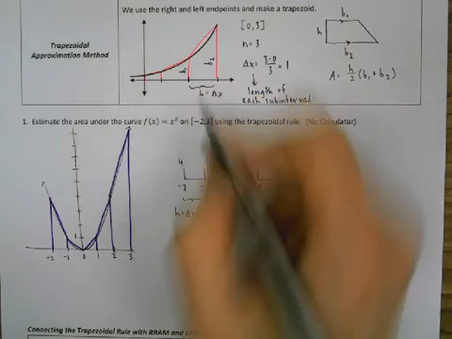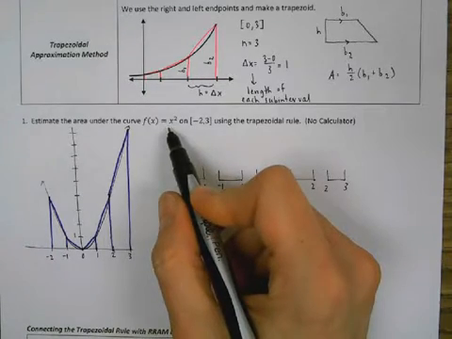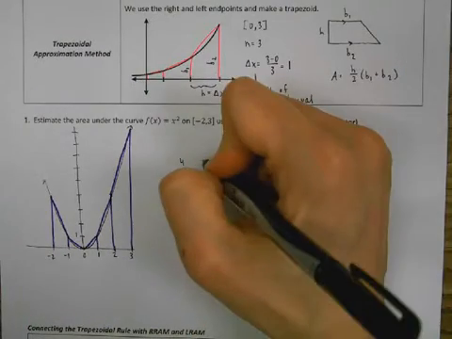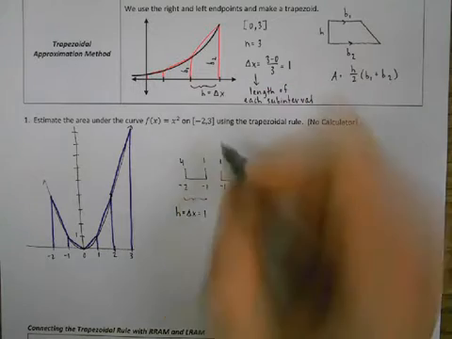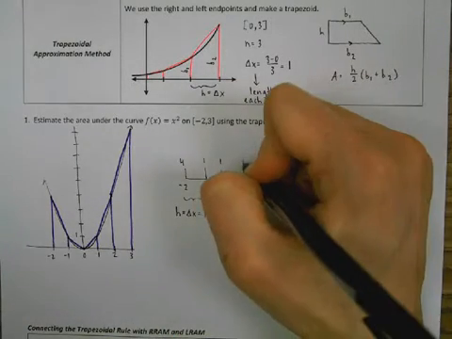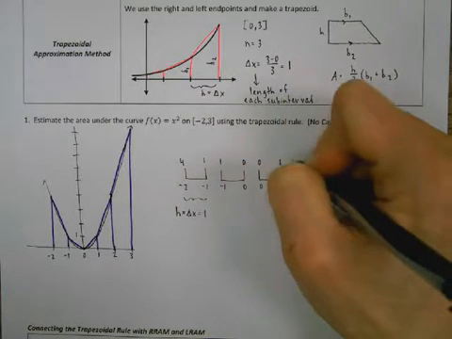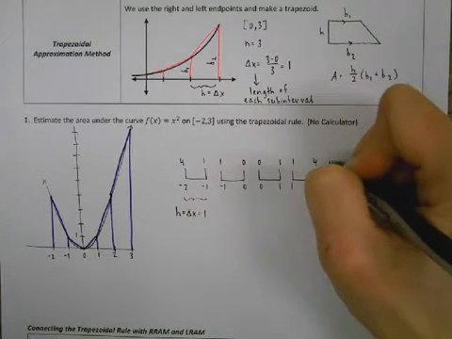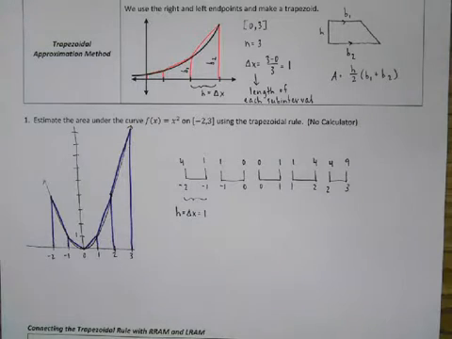And I'm going to fill in these values. So I know at -2, my function value that I get right from the function is 4. At -1, it's 1. And I'm going to repeat here because now I'm doing left and right endpoints. So 0, 0, 1, 1, 4, 4, and 9.